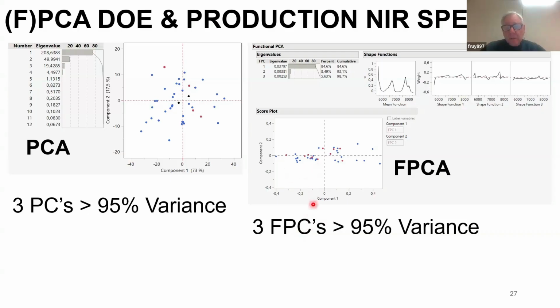You see the results. You see three principal components explain 95% of the total variance. And here the three functional principal components explain 95% of the shape variance.